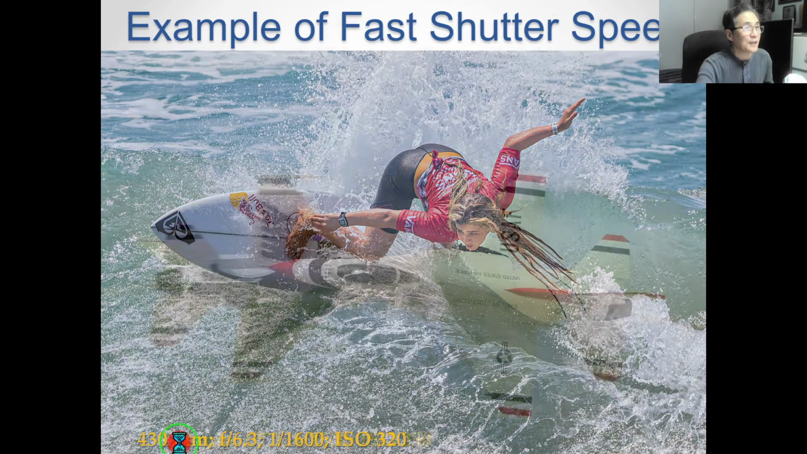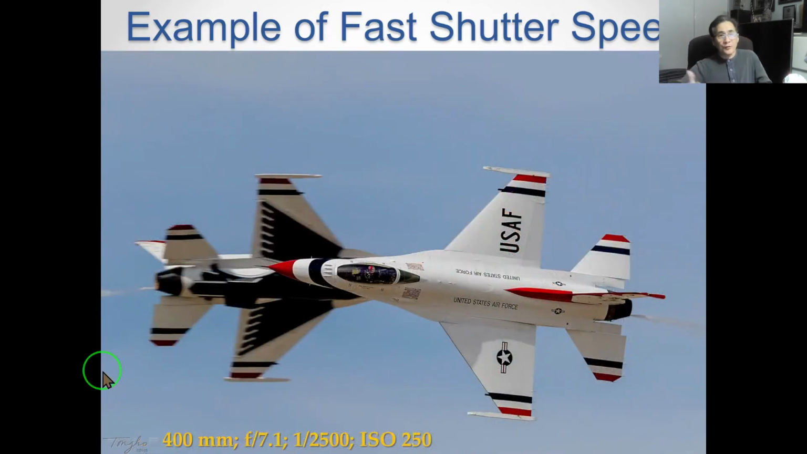So the next example would be something similar. In this case, it is two fast-moving jets, right, Thunderbirds. And because I know that they are coming at each other pretty fast, I set the shutter speed to 1/2500 of a second. So I was able to capture this action pretty well. All right.